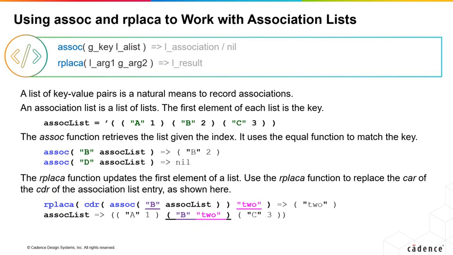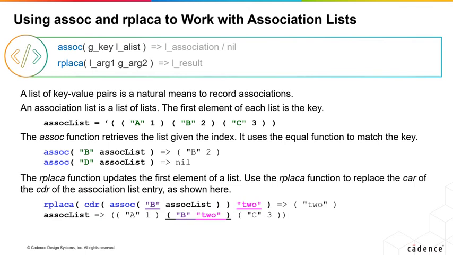Closely related to association tables are association lists. Again, these are key value pairs. The difference is in the syntax of how we specify them. The first example here is creating an association list, and it's basically a list of sublists. Each sublist is a key value pair. Now we'll use the assoc function to actually look up a key in the association list. So we say assoc b in assoc list, and it returns to us the key value pair.